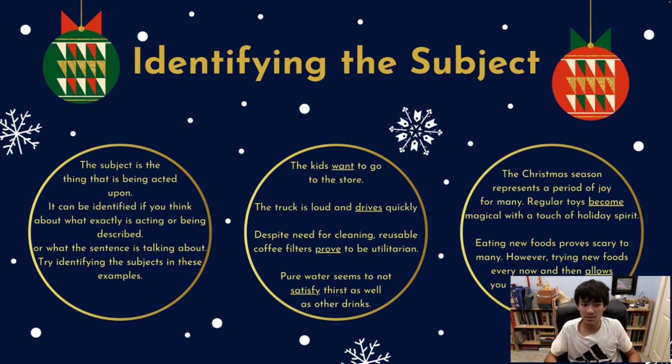So, identifying the subject. The subject is the thing that is being acted upon. It can be identified if you think about what exactly is acting or being described. You can also identify the subject if you can see what the sentence is talking about, and practice makes perfect, right? So let's try some things. Here I have underlined the verbs, and we're going to look for the subjects, okay? So let's try this one here.